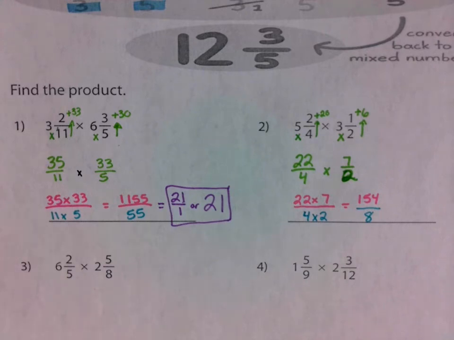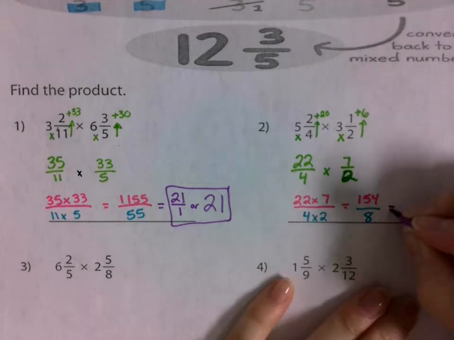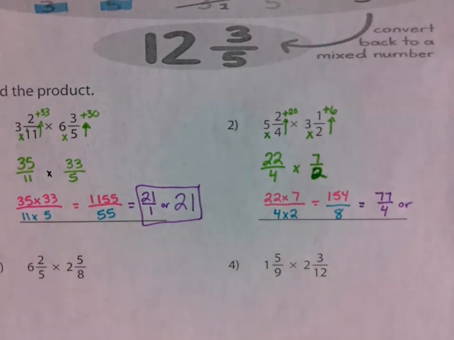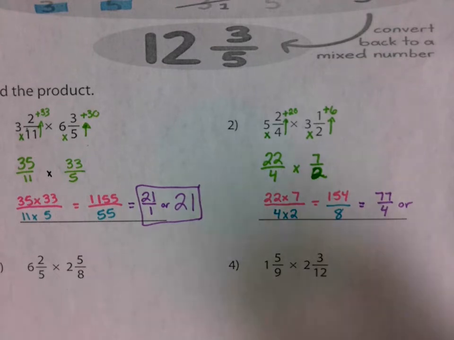So you could leave it as an improper fraction, or you would just go ahead and convert it, okay? And when we go 77 divided by 4, that goes into it 19 whole times with 1 remaining, so 19 and 1/4.